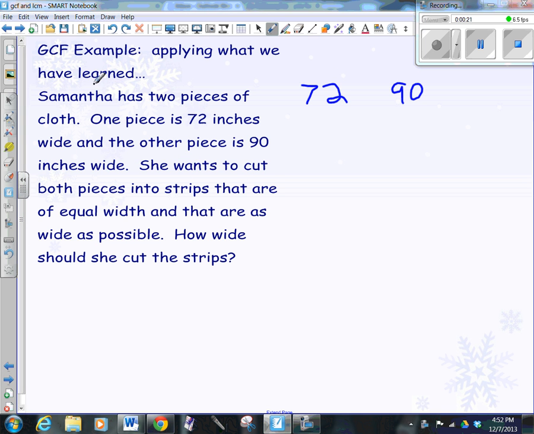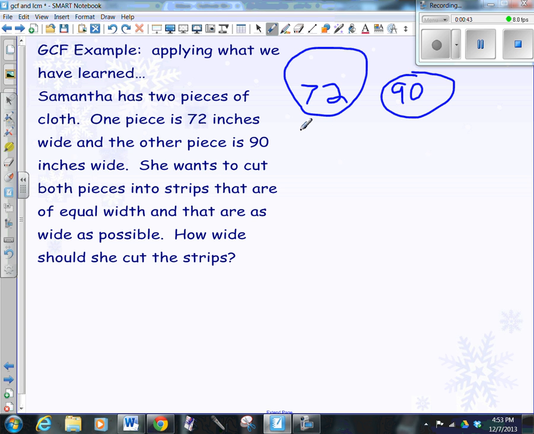So here we have a GCF example. Samantha has two pieces of cloth. One piece is 72 inches wide and the other piece is 90 inches wide, and she wants to cut them both into strips that are equal width and as wide as possible. So I'm going to be taking the 72 and cutting it up, and the 90 and cutting it up, and the pieces of fabric I'm going to have left, I want them to be the same size.